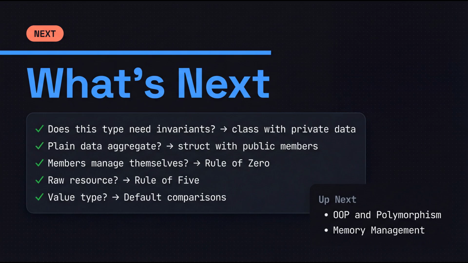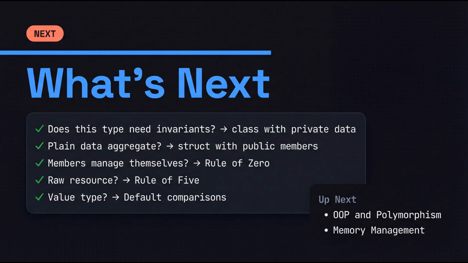Here's a quick design checklist for any type you write. Does this type need invariants? Use a class with private data and public interface. Is it a plain data aggregate with no rules? Use a struct with public members. Do the members manage themselves? Apply the rule of 0. Let the compiler generate the special functions.